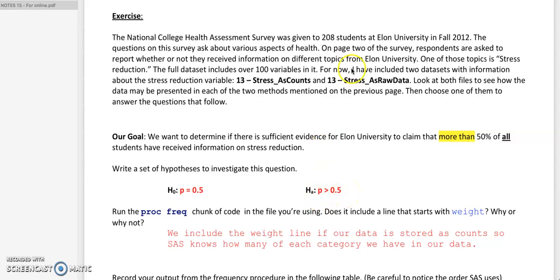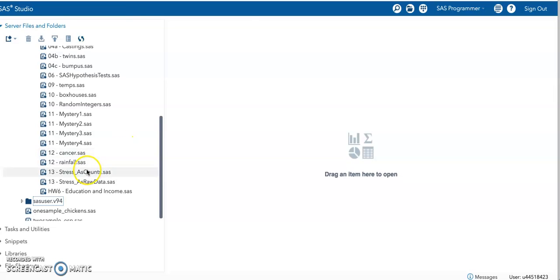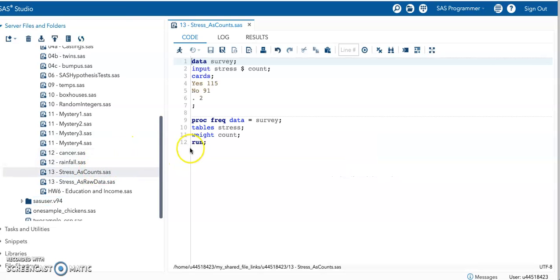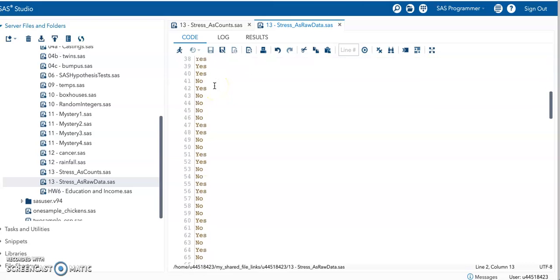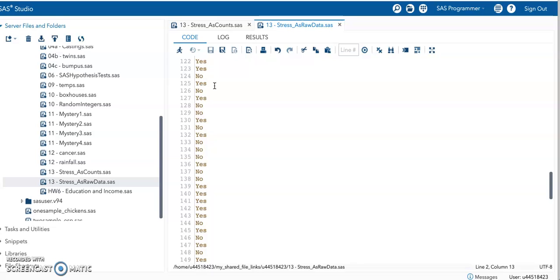All right? So I'm going to go to the data in SAS, and I'll show you first as counts. You can see that 115 people said yes, they had received information. 91 people said no, they hadn't. And we can talk about what this .2 part means a little bit later. So stress is my first variable, what categories people fell into, and then count how many people were in each of those categories. As raw data, I would just have my single variable, which was stress, and I would just have a list of each person's answer. So yes, no, yes, yes, yes, no, no, no, and so on.